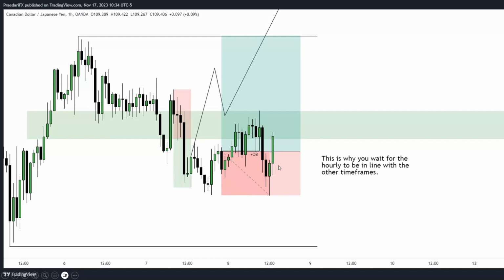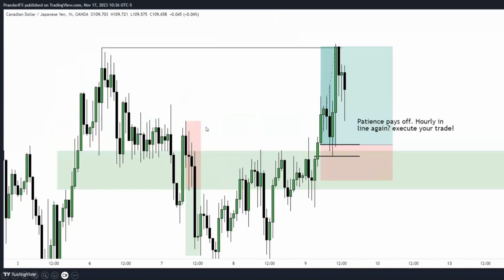So instead of entering over here, wait for the hourly to be in line with the other time frames. Like I outlined earlier, I wanted to get above the fair value gap and the order block, which we basically did over here. We left behind a fair value gap over here, so you could enter on the fair value gap, put your stop below the fair value gap or below the bodies of the order block over here, and then you would have hit TP.